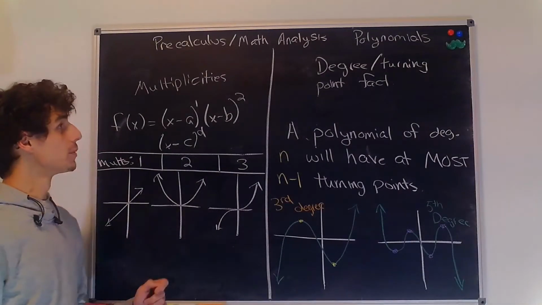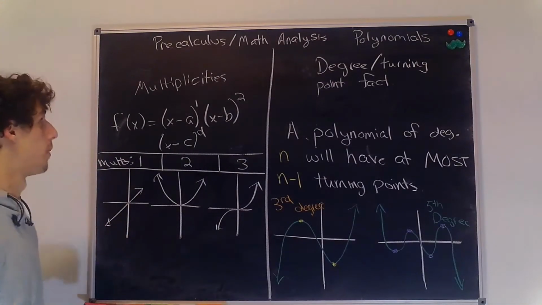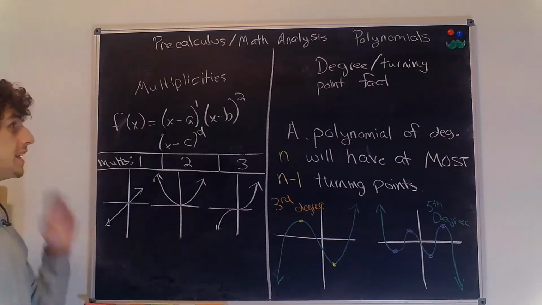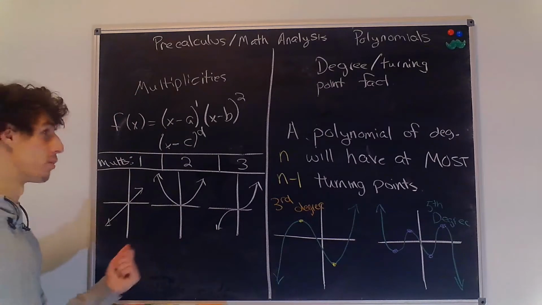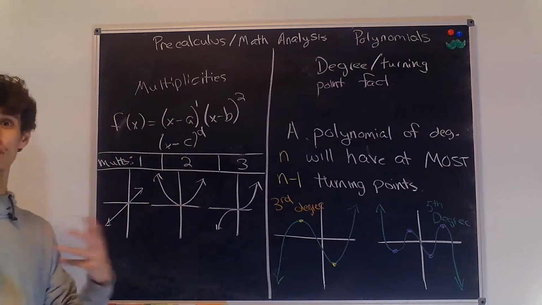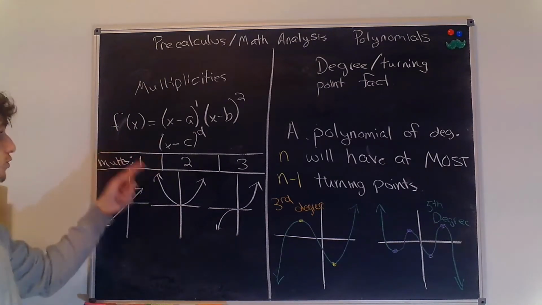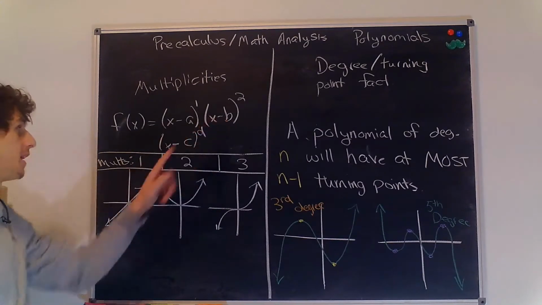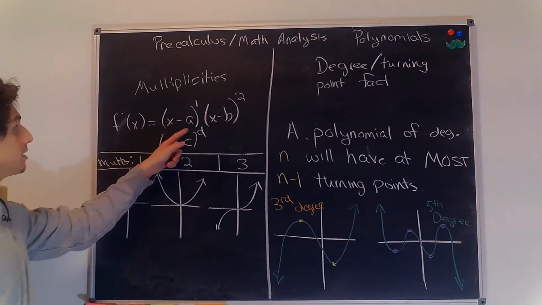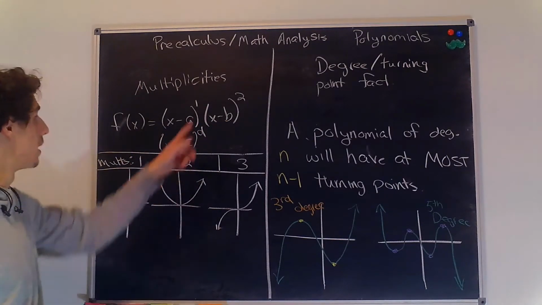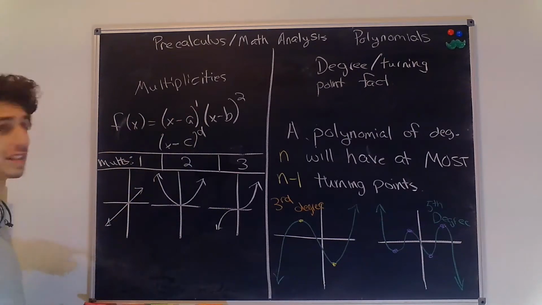In this video, we're going to be talking about a couple of quick facts about polynomials, starting with multiplicities and then talking about the degree/turning point fact. So multiplicities are the number of times a function has a zero. In this case, this f of x function has a zero at a, a zero at b, and a zero at c. But this zero of a is said to have multiplicity 1 because it only has a power of 1 here in its factor.